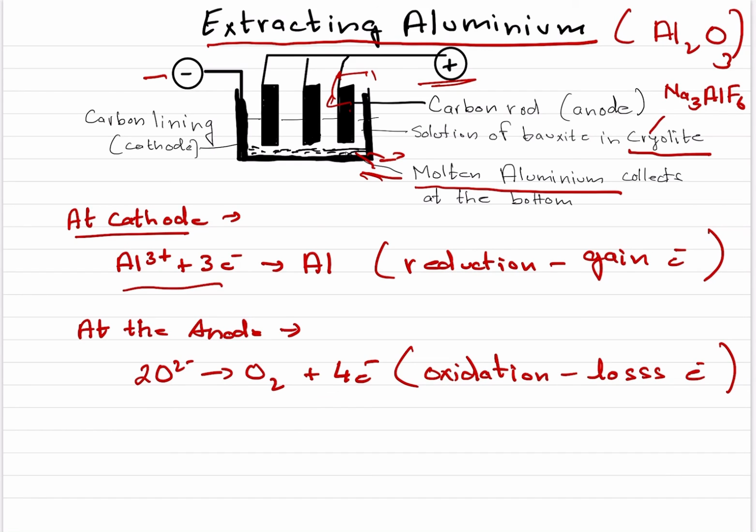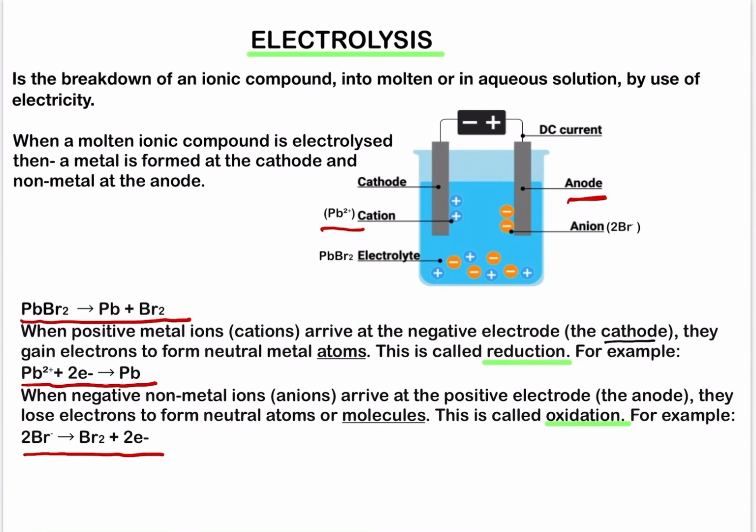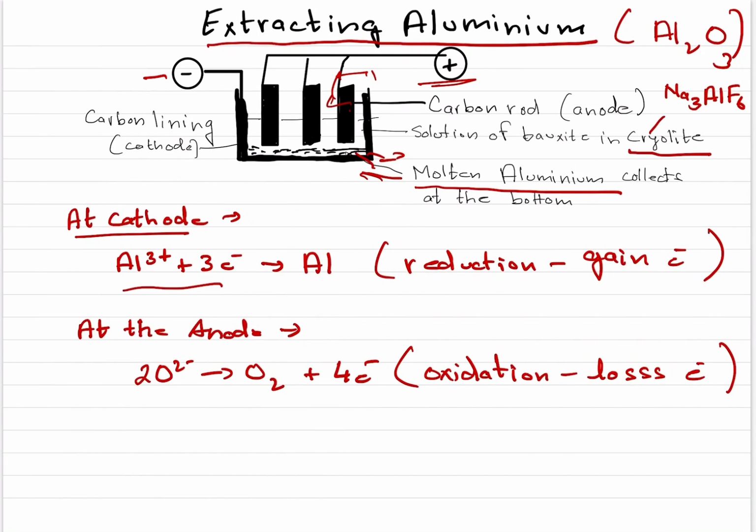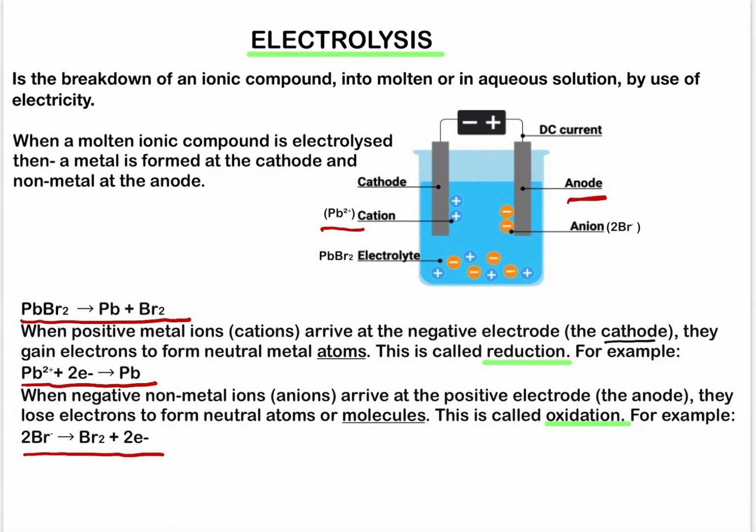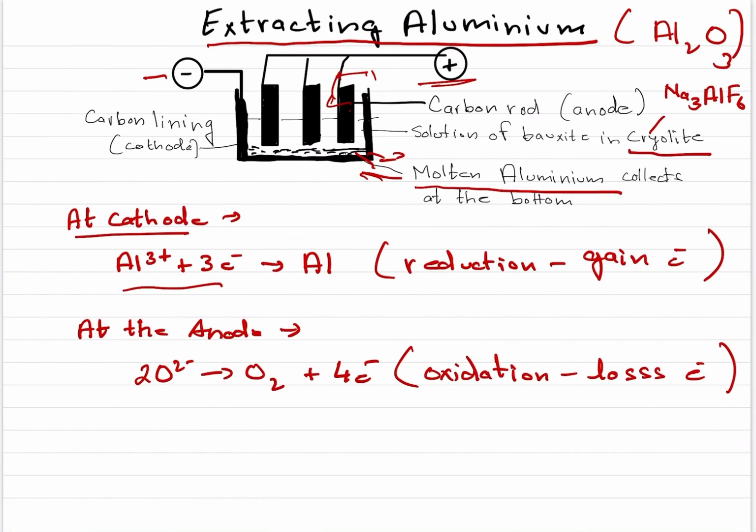through the process of electrolysis, and cryolite plays a very important role. So these are two examples where we used electrolysis in molten state. First we did lead bromide, and the second one we did extracting aluminium from bauxite ore, that is Al2O3.